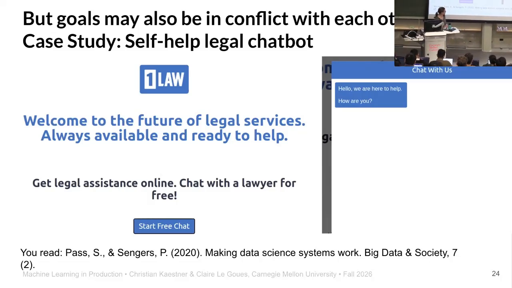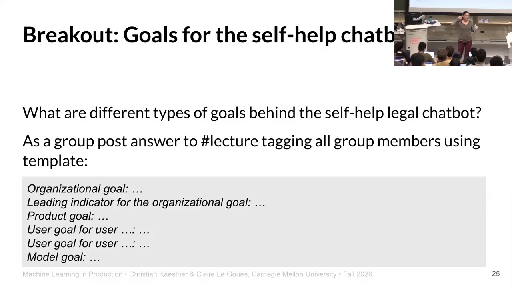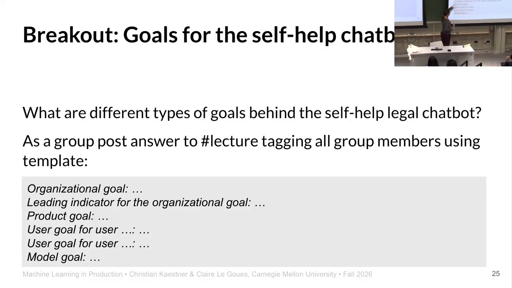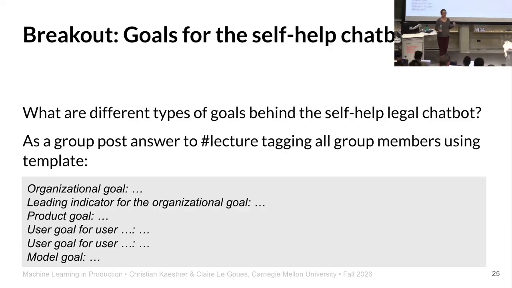So we did have you read a paper called Making Data Science Systems Work, and we told you to focus on the self-help legal chatbot for today. It's actually quite a good sociological study of data science systems and what makes them effective. So I want us to talk about what the goals for the self-help chatbot were at the different levels so that we can have a discussion about it. So that will be our breakout. We want organizational goal, leading indicator for it, product goal or system goal, user goals for multiple users. There are multiple users in this context, and a model goal. And then if you're done all that and you're still talking, right, talk about whether and to what extent these support or are in conflict with one another.